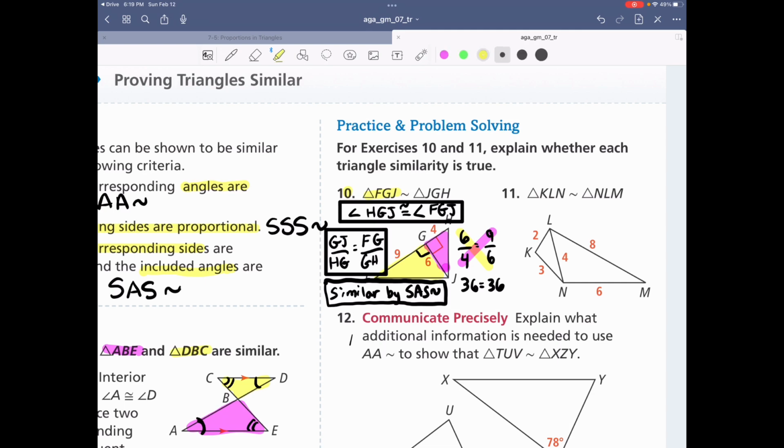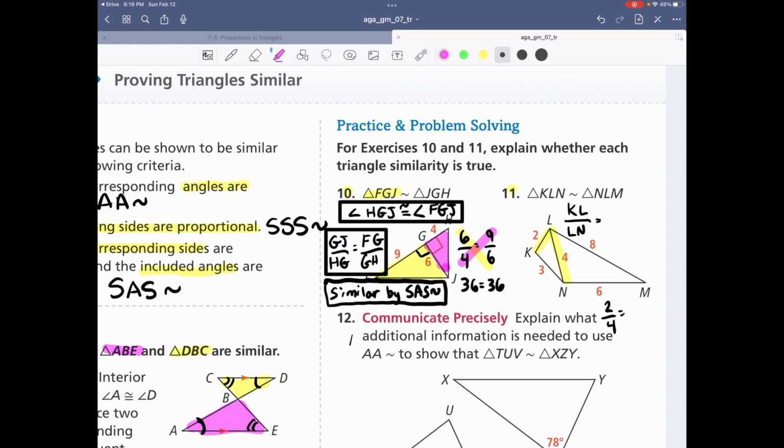Number 11. Are triangle KLN and NLM similar? And since this is all side, side, side, that's what we're going to have to prove. So we need to figure out 2 is the smallest side of this triangle, and 4 is the smallest side of this triangle. So that would be KL and LN. And then we need to see, so that's going to be 2 and 4, and we want to know, is it equal to the other sides? So we have to do them all.